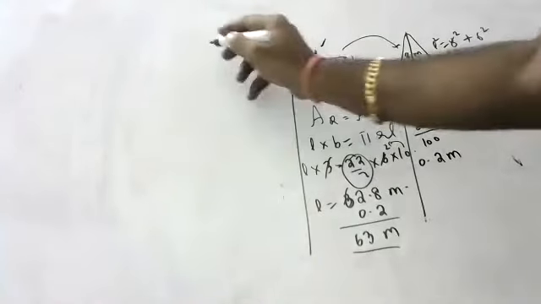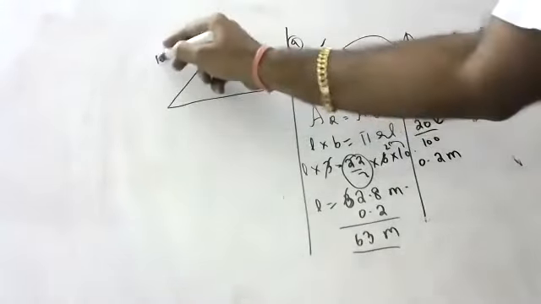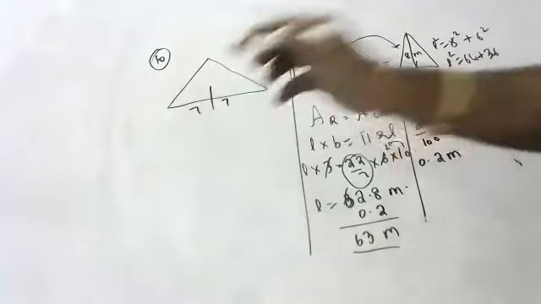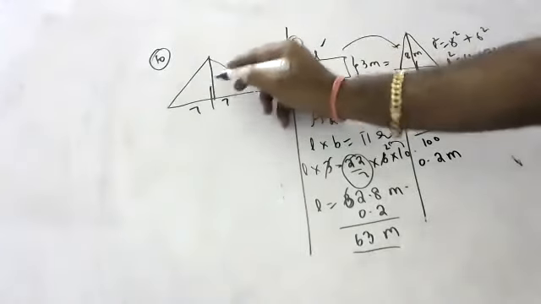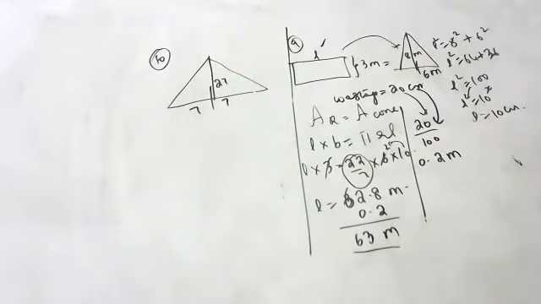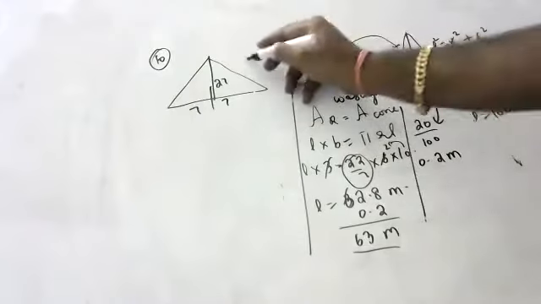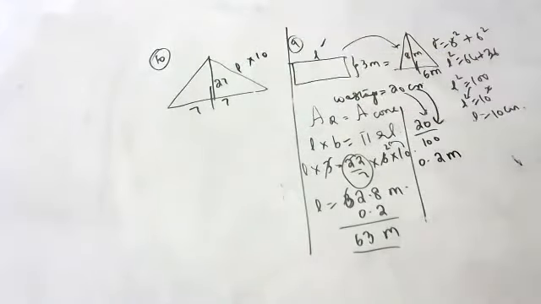Yes, sir. Now tell me this one. This is the question. A joker's cap is in the form of a right circular cone of radius 7 centimeters, and the height is given as 27 centimeters. The question is, find the area of the sheet required to make 10 caps. First, find the slant height.